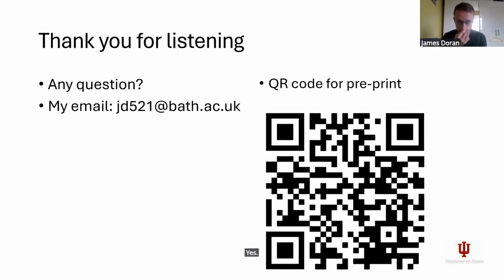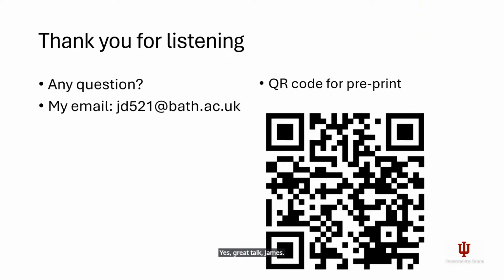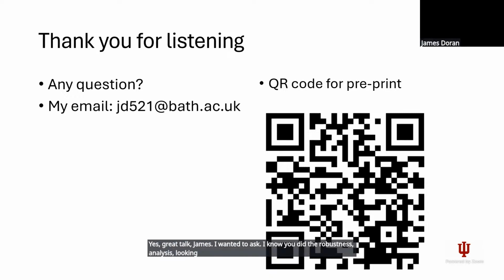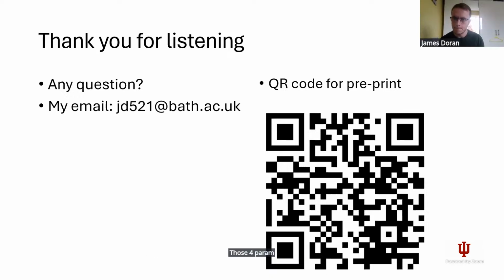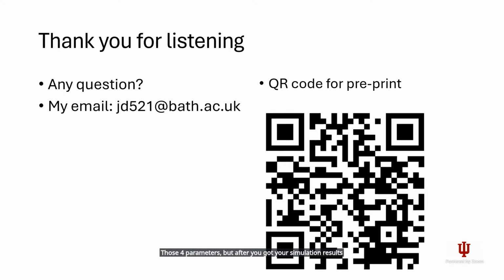Yes, great talk, James. I wanted to ask, I know you did the robustness analysis looking at those 4 parameters, but after you got your simulation results, did you do any parameter comparison across the containment and dissemination simulation groups?